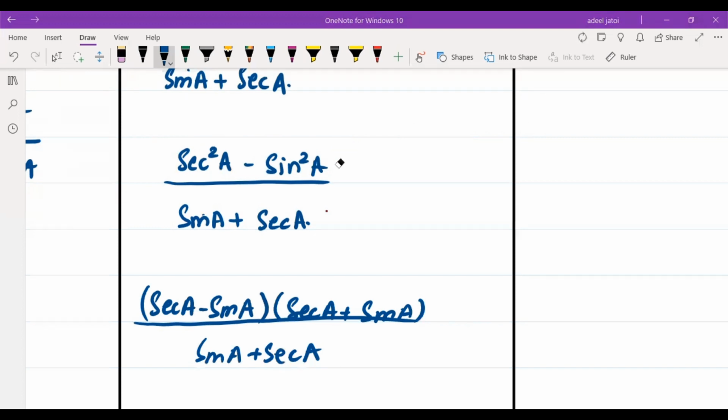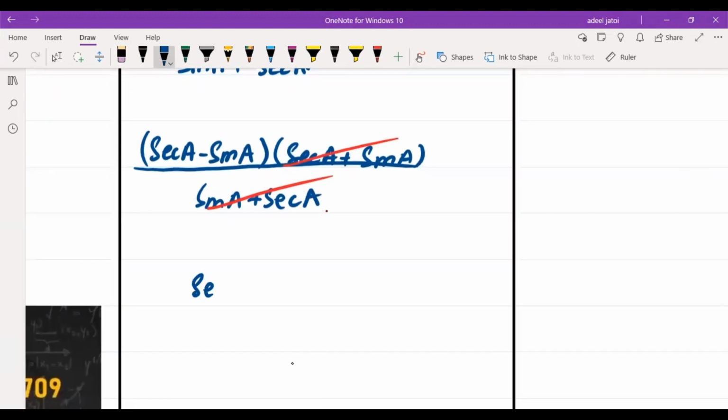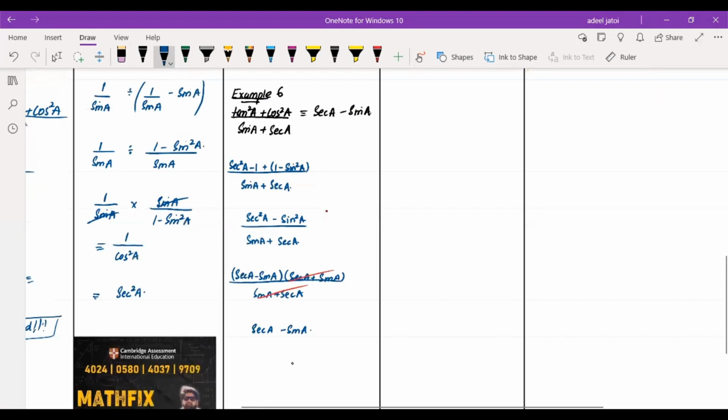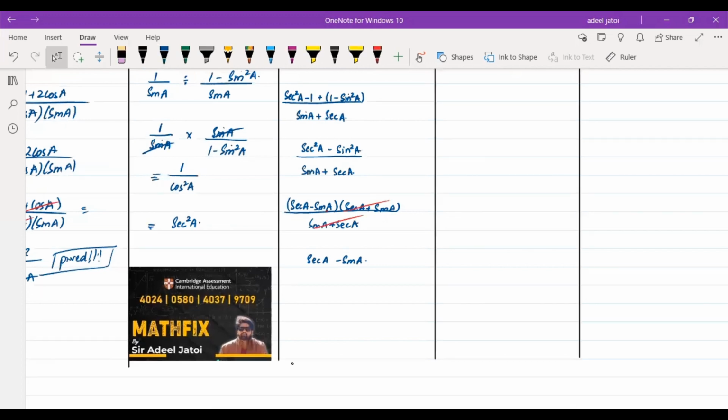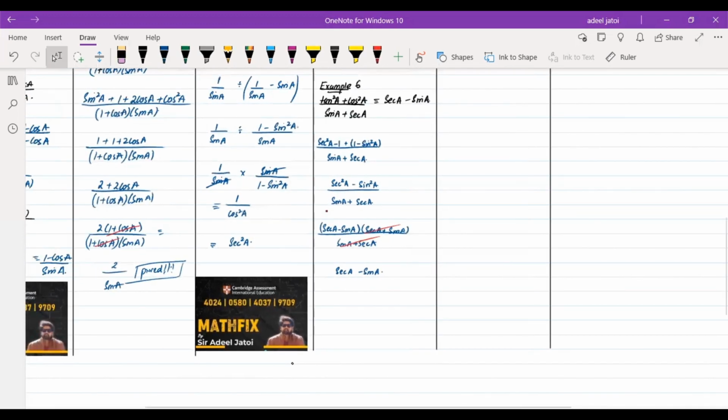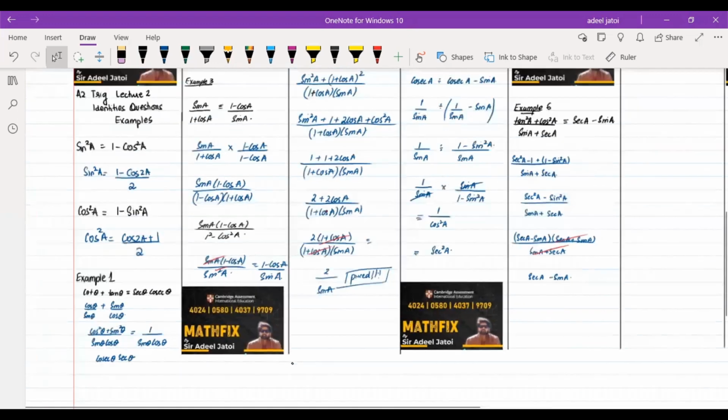Now let's solve this a bit. We can see that sin A plus sec A and sin A plus sec A can be cancelled out. So what are we left with? We are just left with sec A minus sin A. And this is what we had to prove in example number 6. We had to prove that tan square A plus cos square A upon sin A plus sec A is identical to sec A minus sin A. So this was example number 6.